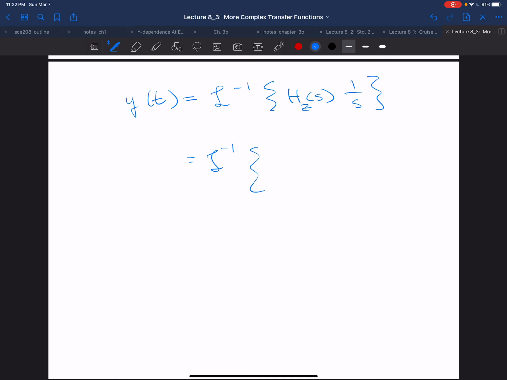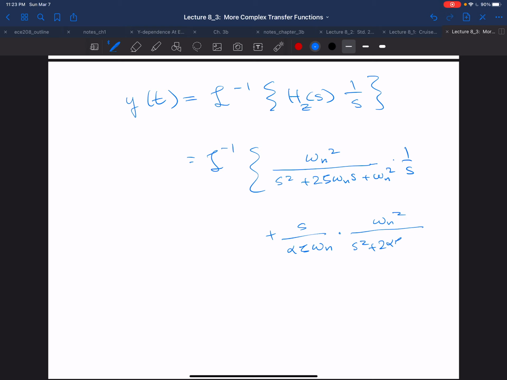So we can write that out this way. We can break up Hz(s) into a standard second order transfer function times 1 over s, plus s over alpha zeta omega n times another copy of the standard second order transfer function, again times 1 over s.